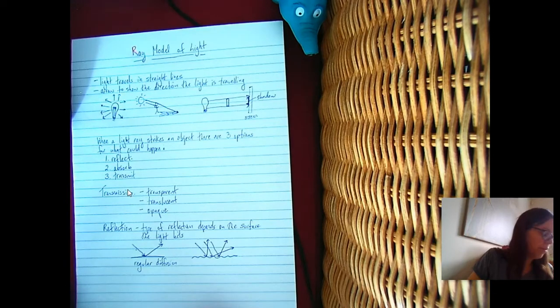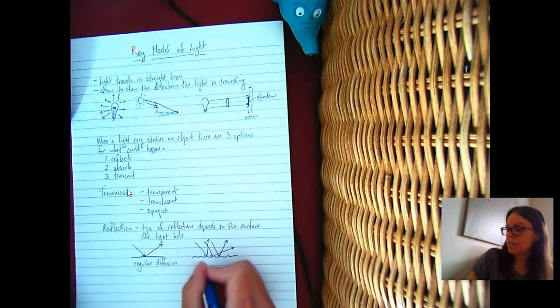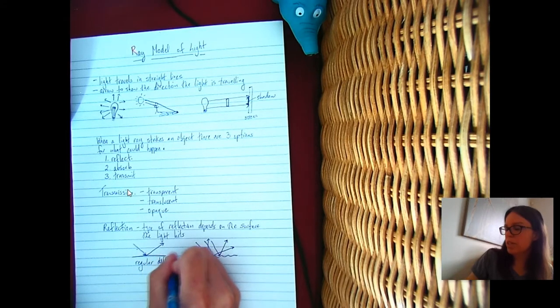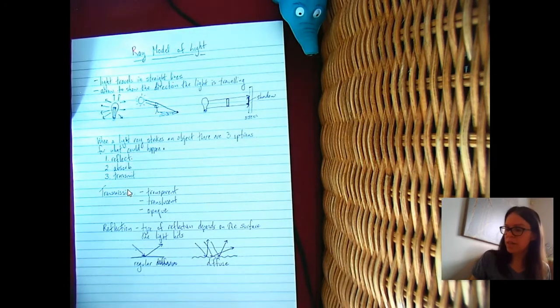Yeah, regular reflection of the light. And this is called regular reflection. And this is called diffuse reflection because it spreads out and it's not angled in any particular direction. All right. So that's a quick summary of the topic for today.